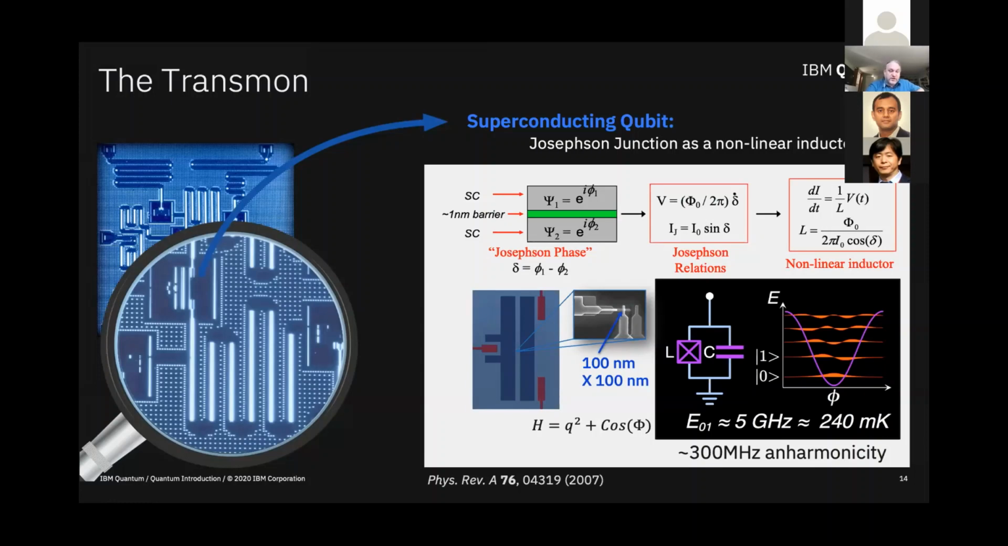We designed this circuit to have a resonant frequency of around 5 gigahertz because we can get cheap, good microwave control at that frequency. And the fact that the Josephson junction is nonlinear means that the energy spacing between the 0 and 1 photon state is a little bit different from the energy spacing between the 1 and the 2 photon state, about 300 megahertz actually.